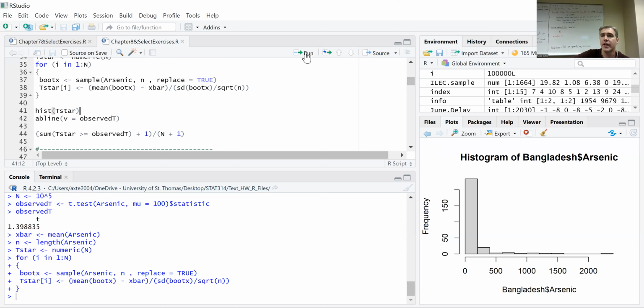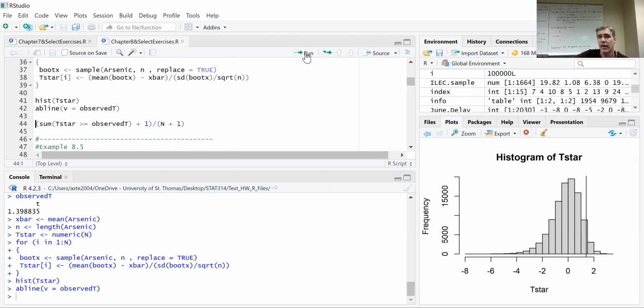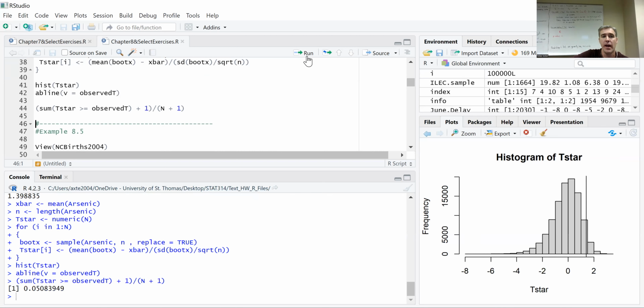Let's look at a histogram of this thing. It should appear more normal. Okay, a little bit left skewed perhaps. Here's the observed T statistic coming in as the vertical line. And now I'm going to add up the number of entries that are greater than our observed T statistic, add 1 to it, and divide by capital N plus 1 for my p-value. And I get 0.050839. So I'm going to stop sharing and record this data up here.